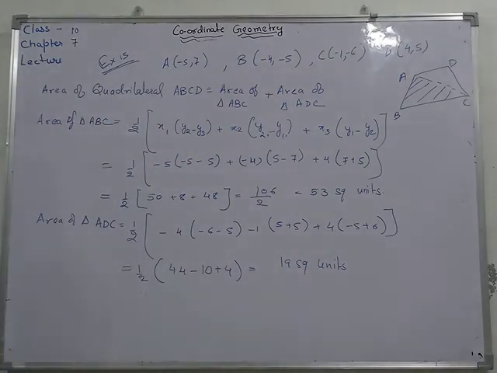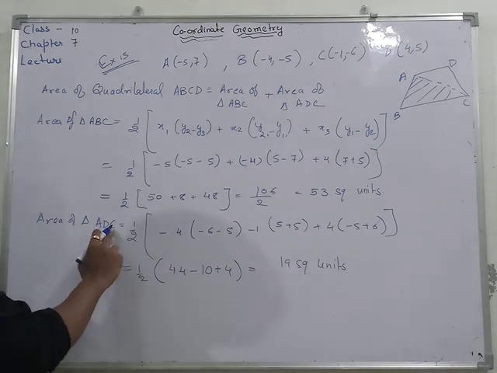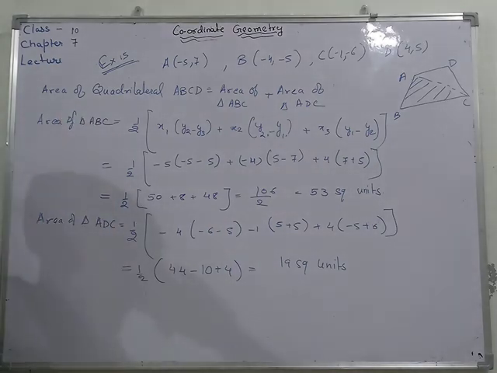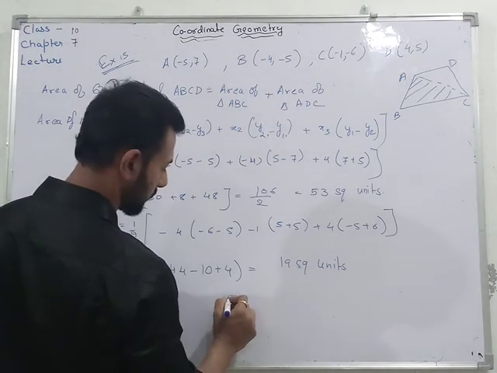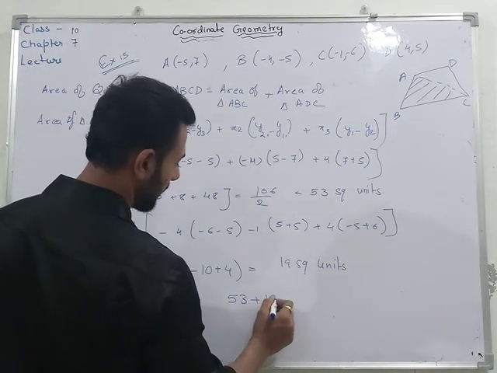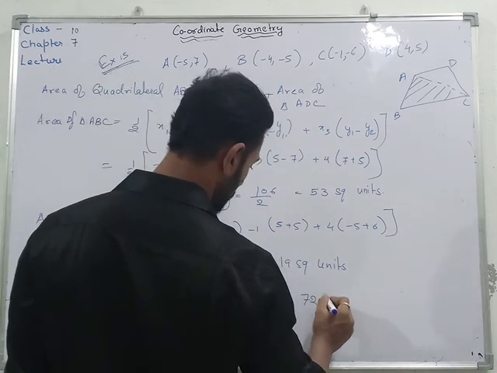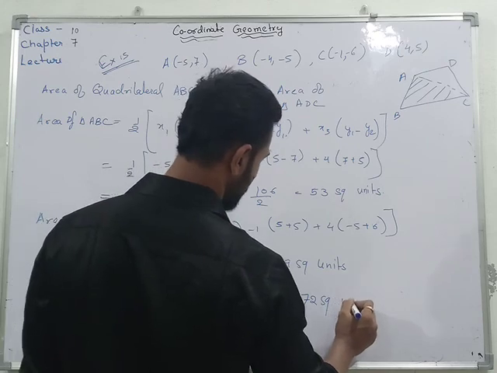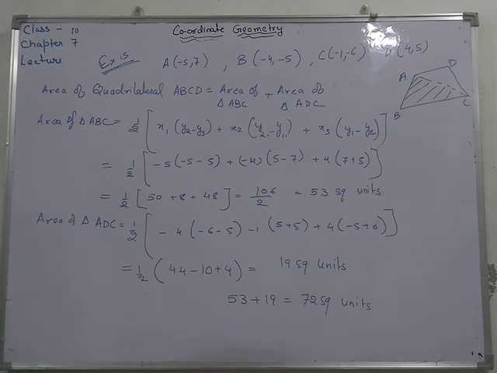Now we have the area of triangle ABC and the area of triangle ADC. We want the area of quadrilateral ABCD, so we will be adding both these two areas. So 53 plus 19 will be equal to 72 square units. So the area of the given quadrilateral ABCD is equal to 72 square units.